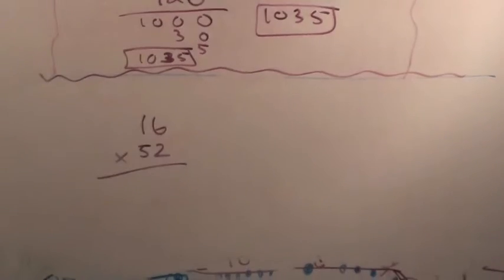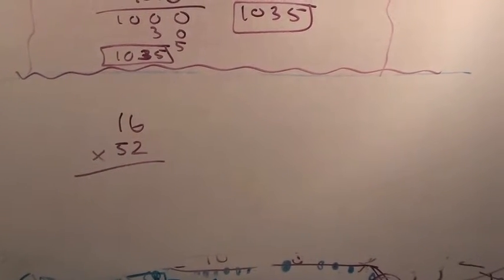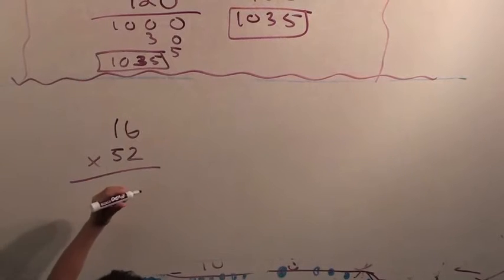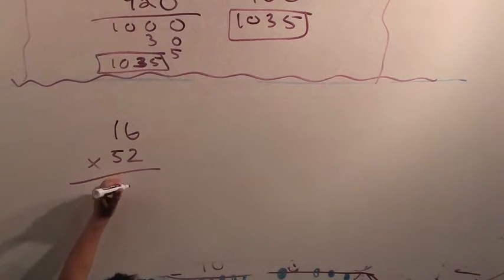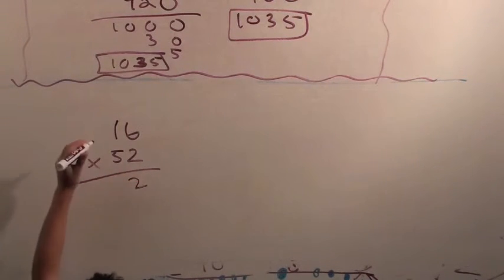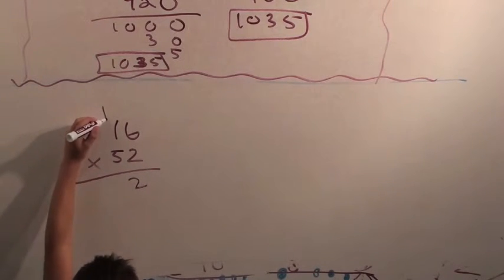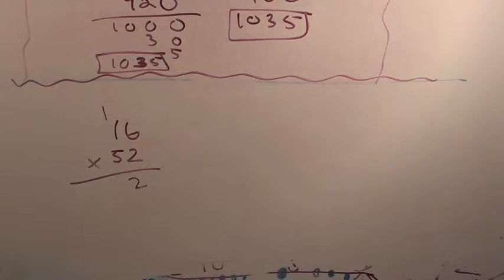Okay. 16 times 52. Well, 6 times 2 is 12. Well, 2 times 6 is 12. We write the 2. We carry the 1. Okay. And then we say 2 times 1 plus 1. Okay, what's that? 2 times 1 plus 1 is 3. Right. 2 times 1 is 2, plus 1 is 3.